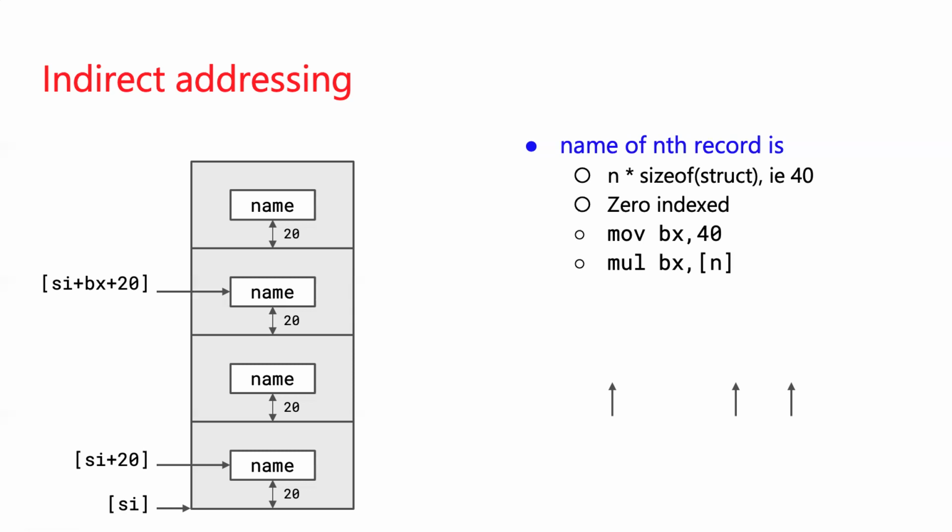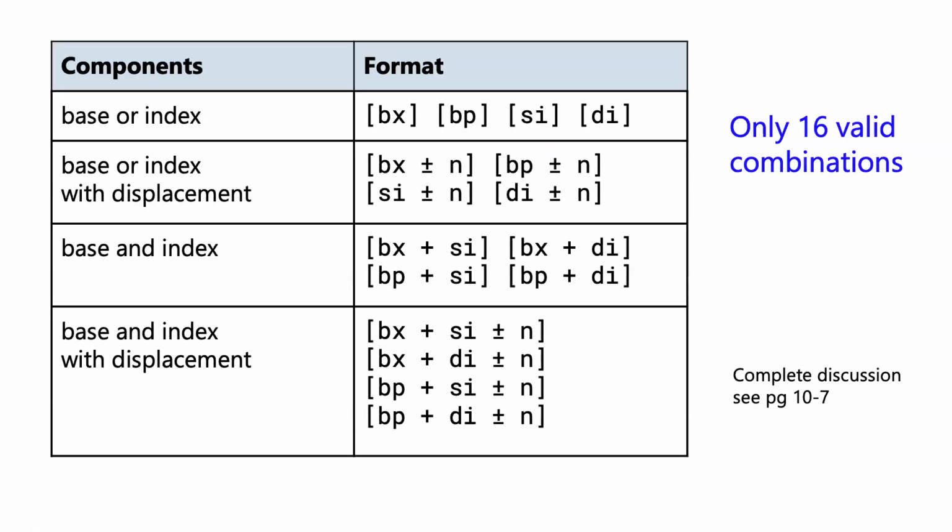The n times 40 part is just a multiply operation. And we've got addressing modes to do these other operations. So to essentially look up any element of this array of structs, and then to look up a field in that, these are the addressing modes that are going to let us do that.